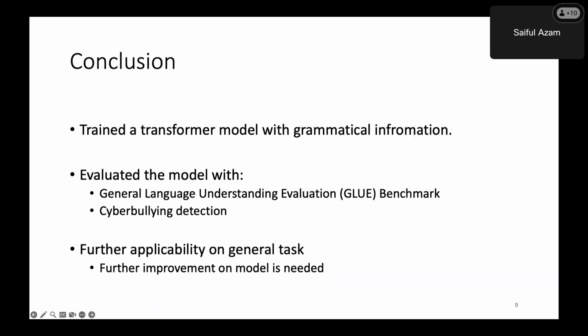In conclusion of my master studies, I have trained a transformer model with grammatical information embedded in the model. We evaluated it with the GLUE benchmark and cyberbullying detection. We also realized that the grammatical embedded model could have further applicability on general tasks. But further improvement on the model is needed.